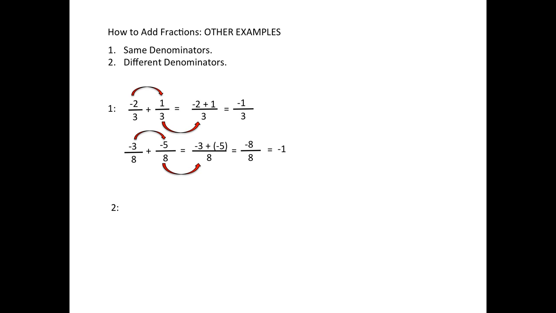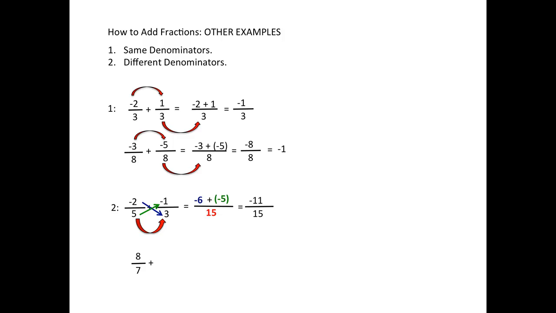Number 2, example, different denominators. In this case, we have different denominators. When you have different denominators, you use the butterfly method. 5 times 3 is going to be 15, and you do cross multiplication. Negative 2 times 3 is negative 6, plus, because you're adding, 5 times negative 1 is negative 5, and when you add this, it is negative 11 divided by 15.